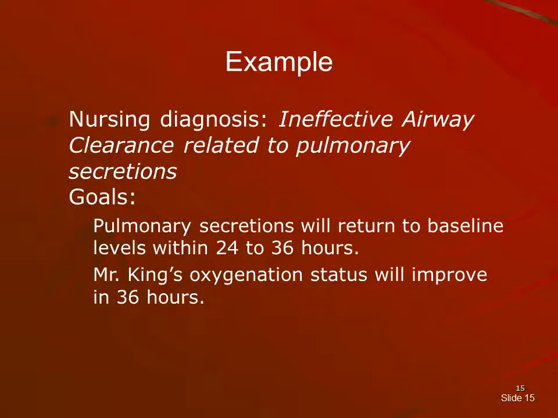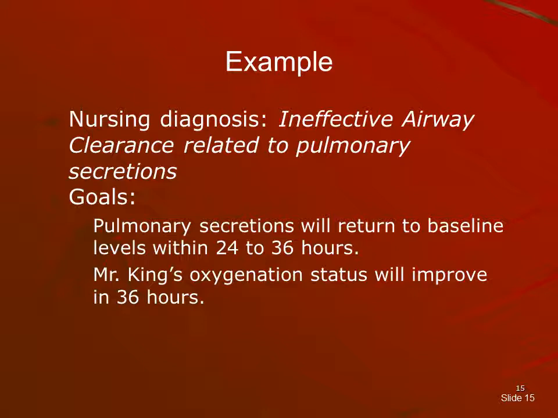This would be an example, and we're using Mr. King, who is in the book for the case study. So a nursing diagnosis that would be appropriate for him would be ineffective airway clearance related to pulmonary secretions. And our goal for him would be pulmonary secretions will return to baseline levels within 24 to 36 hours. And Mr. King's oxygen status will improve in 36 hours. And notice that there is a timeline associated with that goal. You always have to have a timeline associated with the goal.